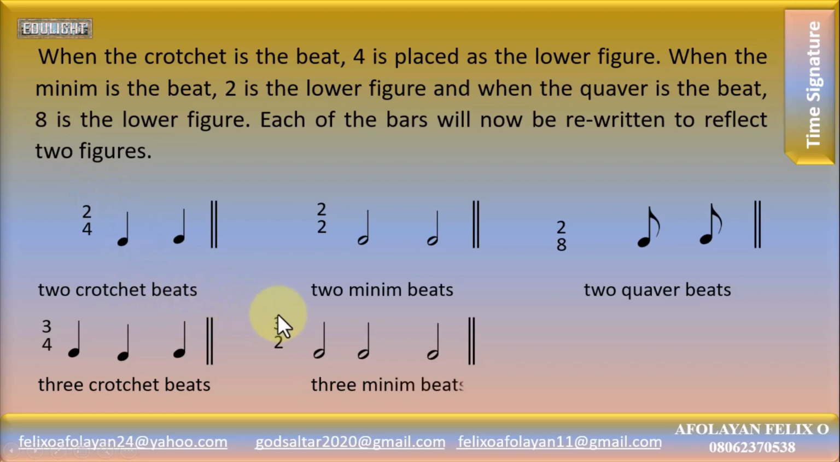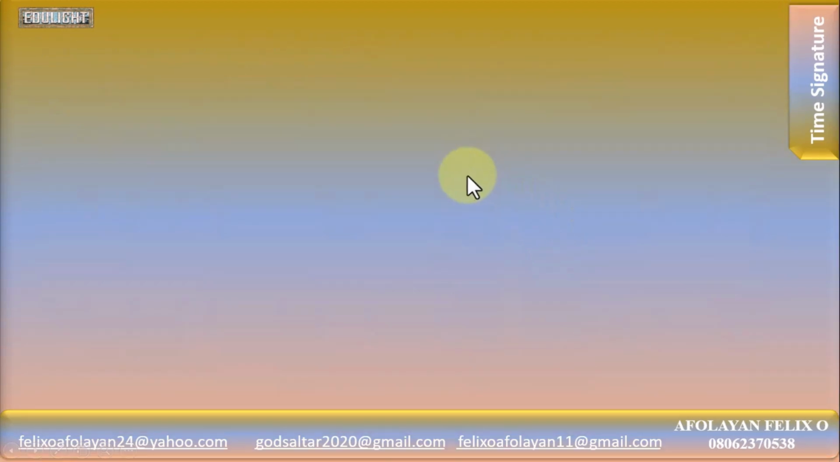And look at this now. This is 3 minim beats in a bar. The lower figure is telling us it's minim. And look at this one. The lower figure is telling us that it's a quaver. So we're having 3 quaver beats in a bar. I believe that is clearly understood.